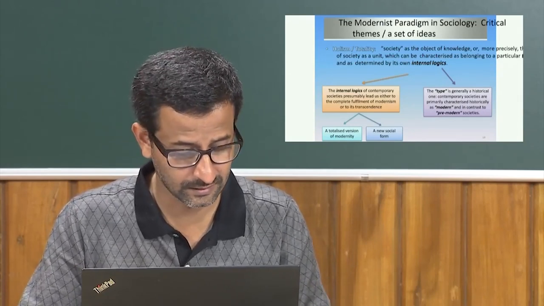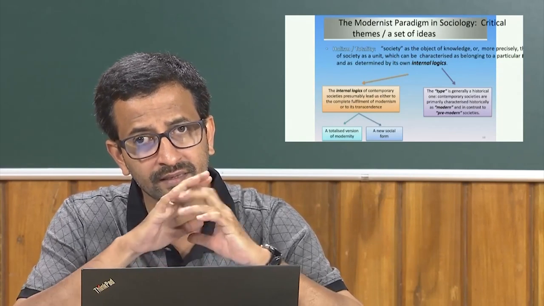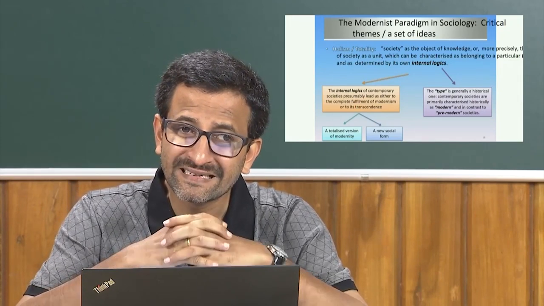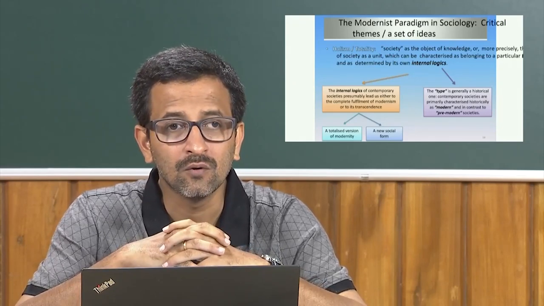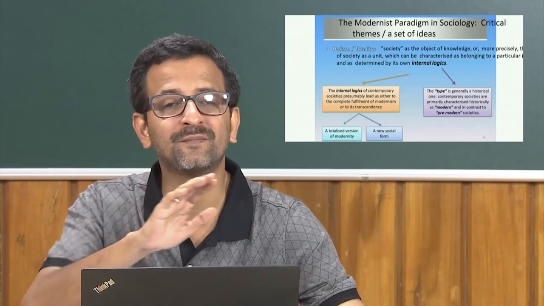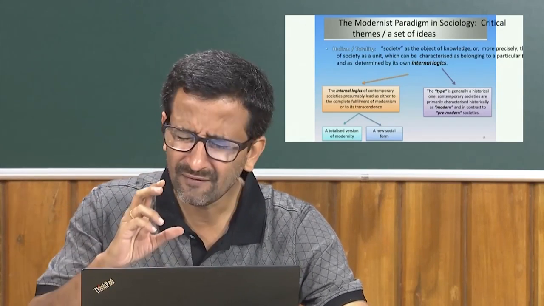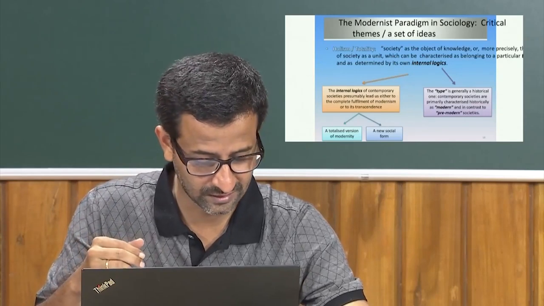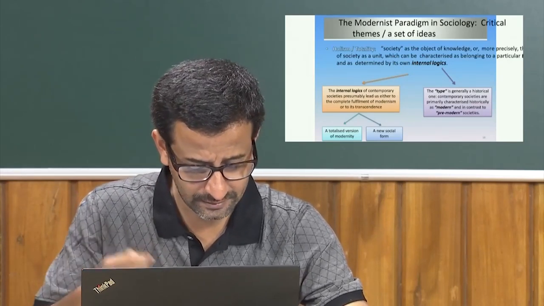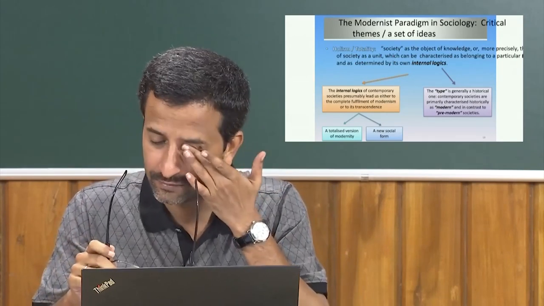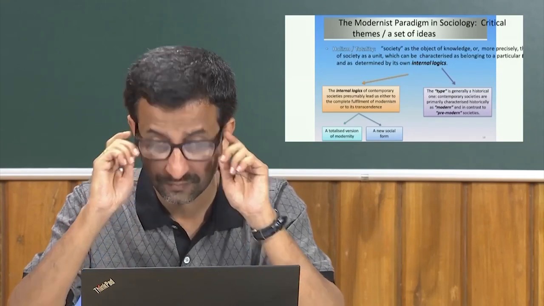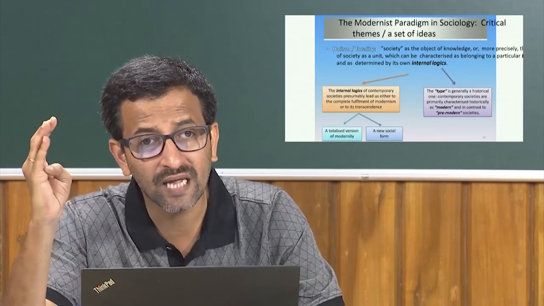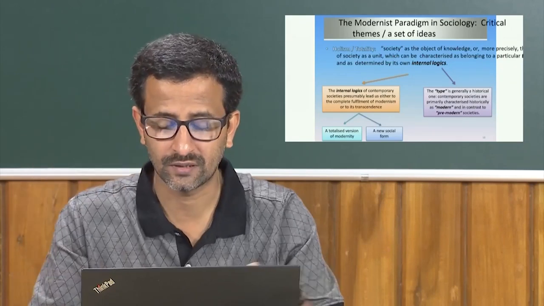In today's lecture, we are going to discuss the critical themes, or critical set of ideas, which are very much embedded in the modernist paradigm in sociology. I have said a few things about sociological theory and also a few things about the critical modernist paradigm in sociology. I mentioned the central themes, the central pillars of critical modernism, in the very beginning. They are holism or totality, reflexivity, rationality, and social movements.